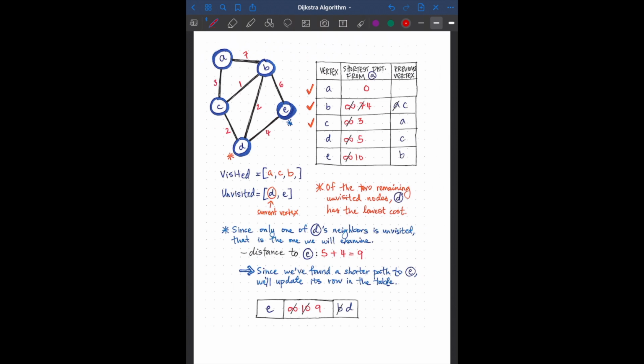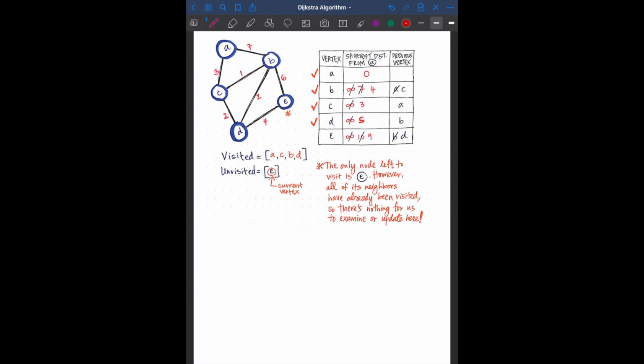Now, of the remaining unvisited nodes, D has the lowest cost. So our current vertex will be D. Since only one of D's neighbors is unvisited, that is the one we will examine. So the distance to E will be the distance of D plus the distance from D to E, which is 4. That is 5 plus 4, which is 9. Since we have found a shorter path to E, we will update its row in the table. We will update the value to 9 here, and update the previous vertex to D, and we will mark D as a visited vertex now.